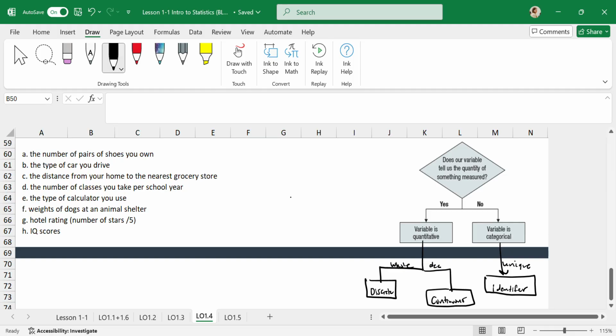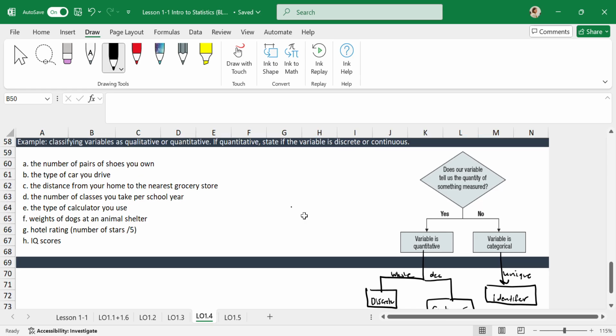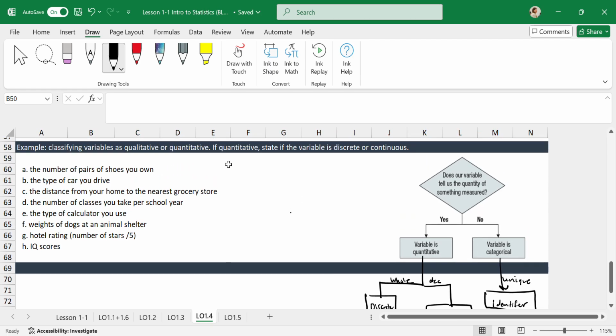So to help you with this classification, I've got some examples we're going to go through together to say if, first, they are quantitative or qualitative. Again, qualitative is just another word for categorical. And for ones that are numbers, that are quantitative, we'll say if the variable is discrete or continuous.